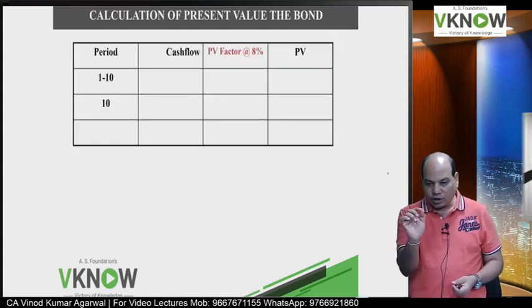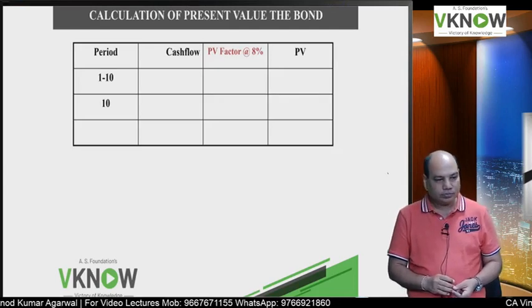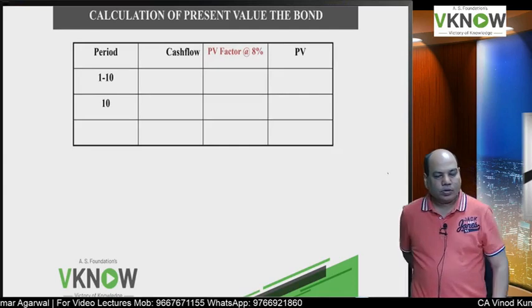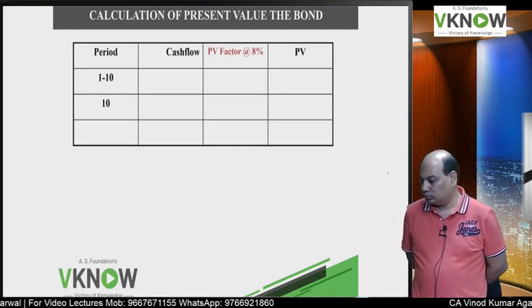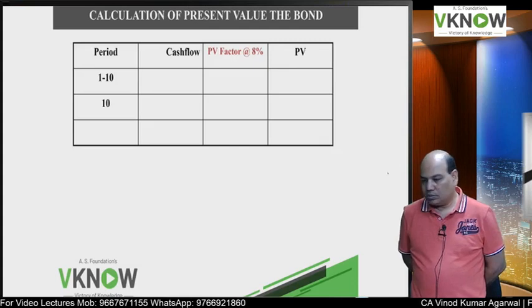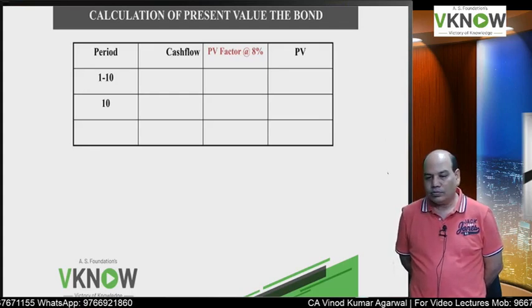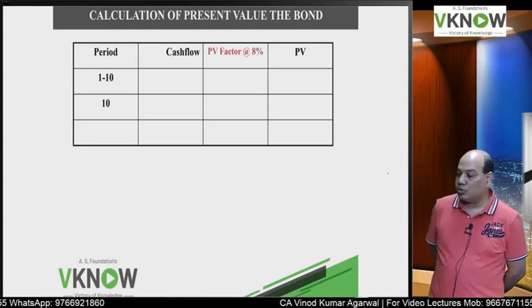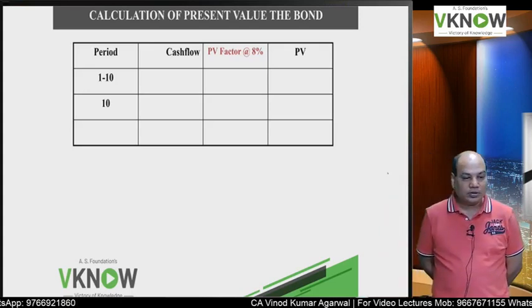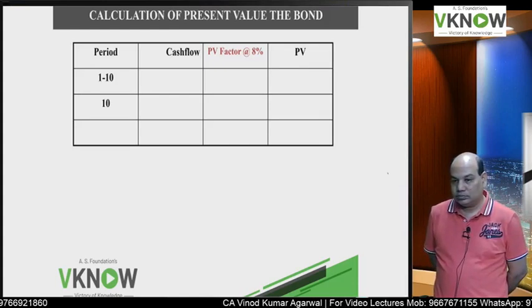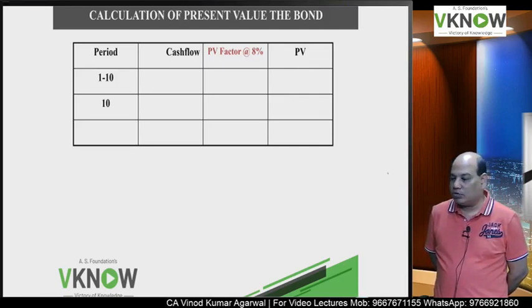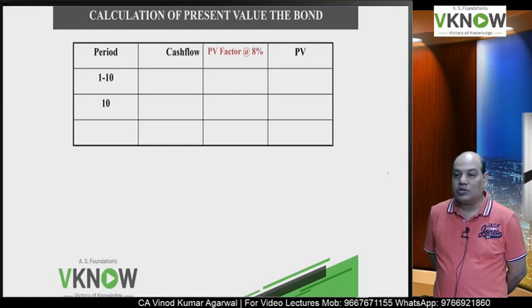Write down the same table. Calculation of present value of the bond. The first column, instead of writing year, I have written period. Okay, because it's not year, it is now half year, so you can write period, no problem. Cash flow, and important column number 3, I am going to write present value factor at 8%, not at 16%, and present value. If it is 5 full years, it will be 10 half years. So the number of periods will become 10.